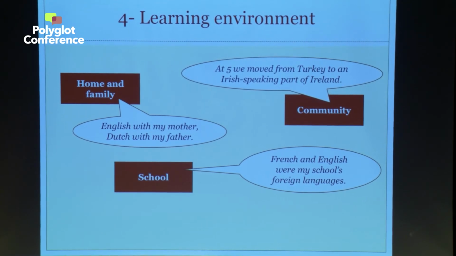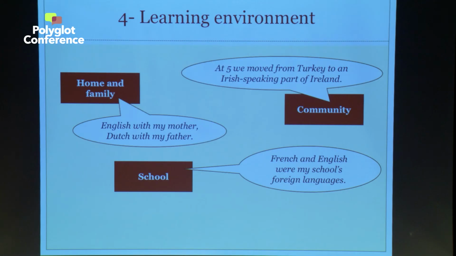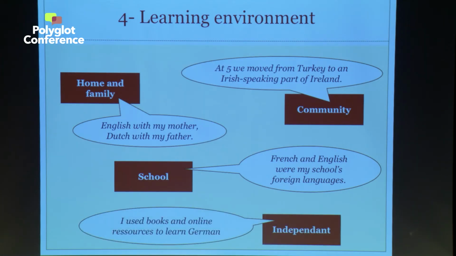A third group of responses was that they had learned their languages in the community. So, for example, this person said that at age 5, they moved from Turkey to an Irish-speaking part of Ireland. So from then on, he would use Turkish at home and then Irish and English in the community. So that's where they learned the languages. And finally, many reported learning their languages independently using books and online resources.